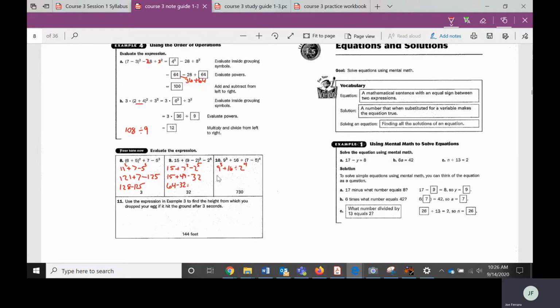So now 9 to the 3rd is actually 729. Remember, it's not 27, not 9 times 3. 9 times 9 is 81, times 9 is 729. Then we go plus 16 divided by 2 to the 4th. 2 times 2 is 4, times 2 is 8, times 2 is 16.